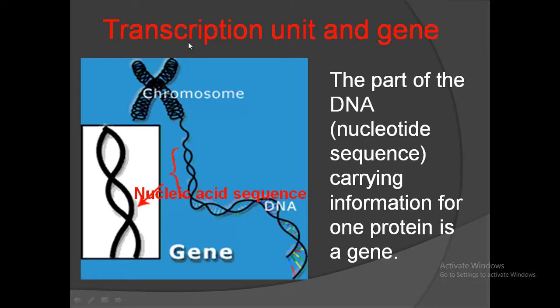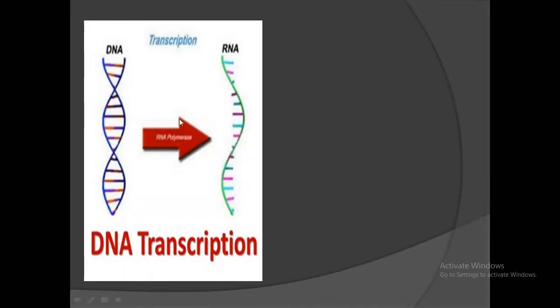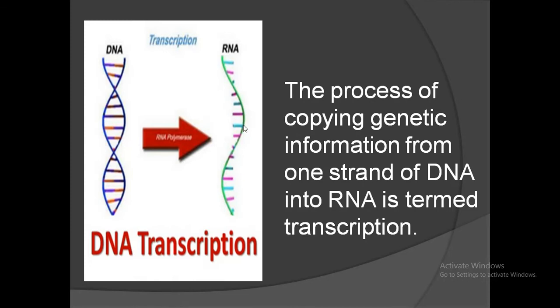Let us see what a transcription unit is. This is a structural gene. The structural gene has two strands. The two strands are opened by the breakage of hydrogen bonds. Of the two strands of DNA, only one strand is copied into mRNA. That is called transcription. The process of copying genetic information from one strand of DNA into RNA is termed transcription. Both the strands are not copied into RNA.